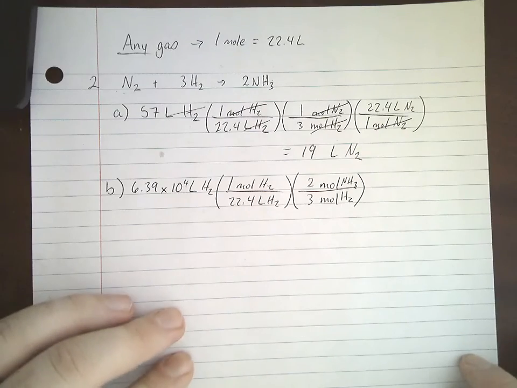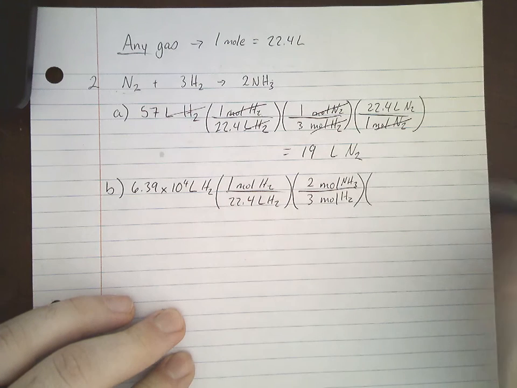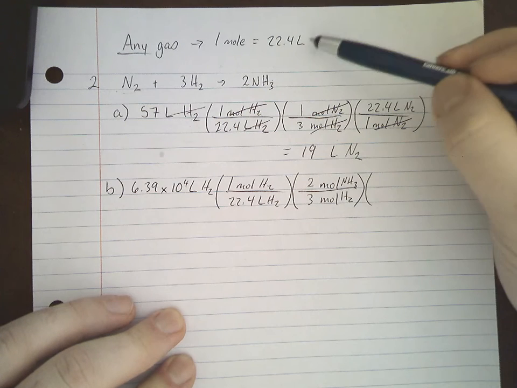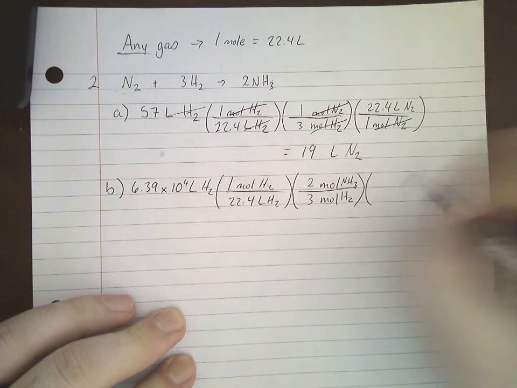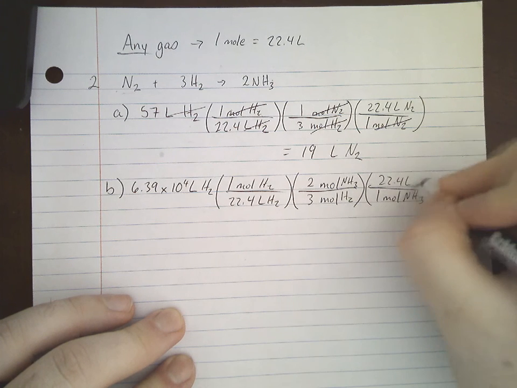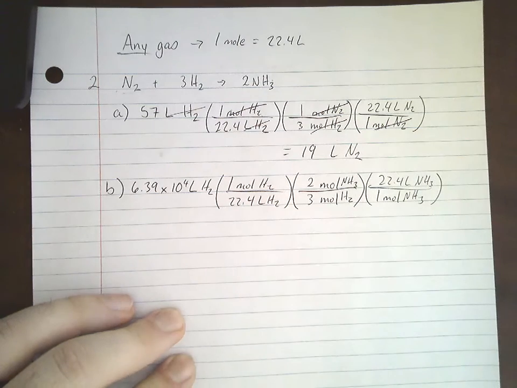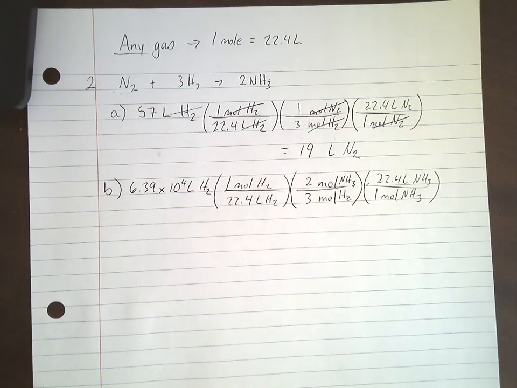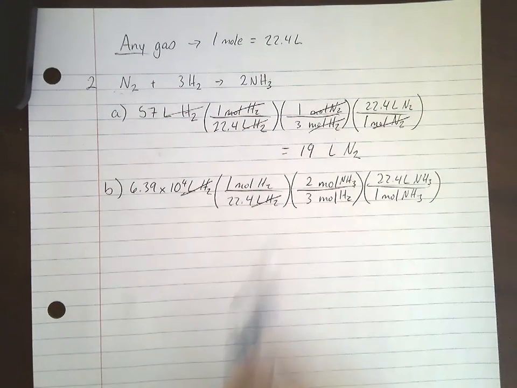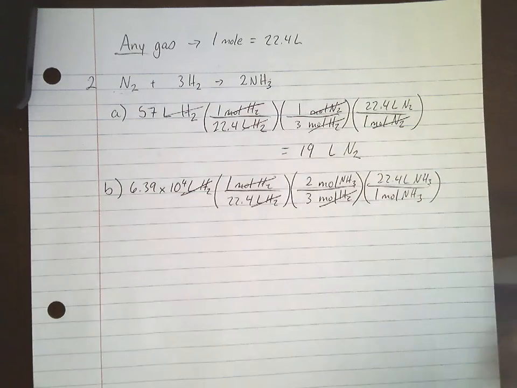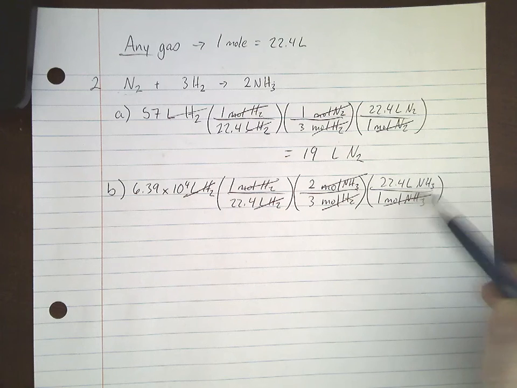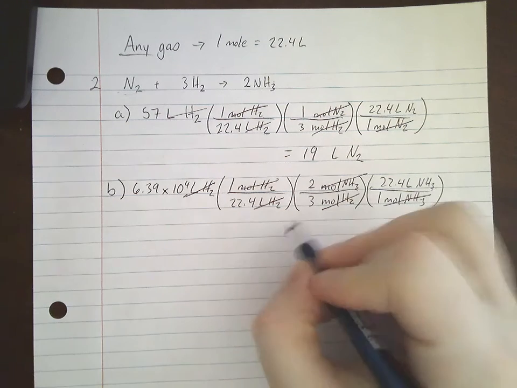Next, the molar map tells us that the last step is to convert from moles of ammonia into the volume in liters. And again, we use this equivalency to set that up. 1 mole of ammonia will be equal to 22.4 liters of ammonia. At this point, I always like to check and make sure that everything cancels out except for what I'm looking for. So liters of hydrogen cancels, moles of hydrogen cancels, moles of ammonia cancels, and the only unit that is not canceled out is liters of ammonia, which is what the question's asking us for.